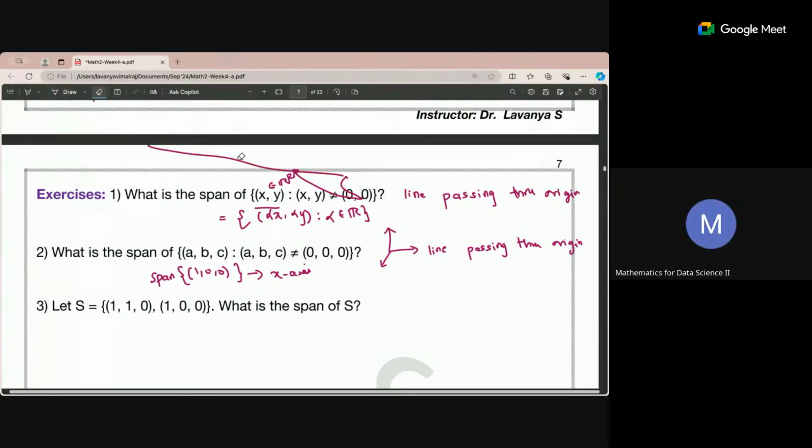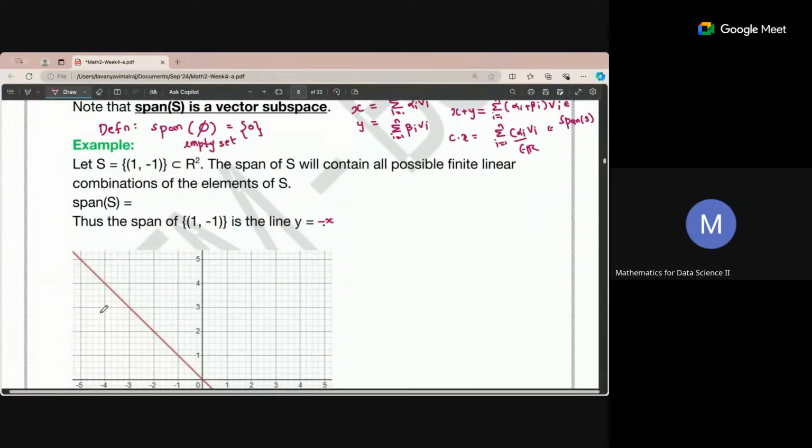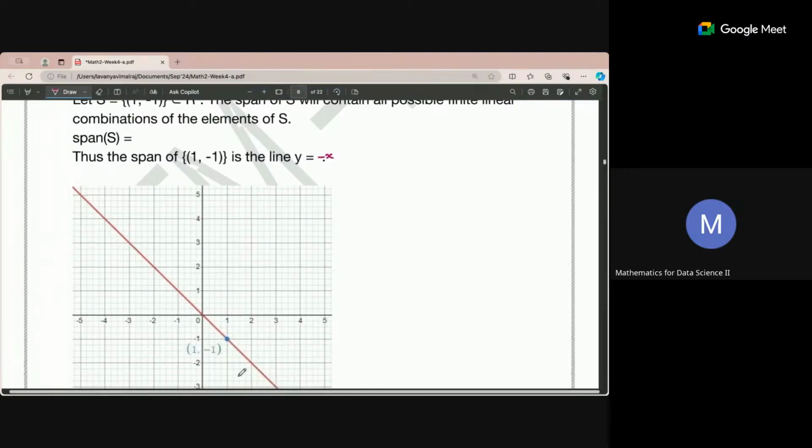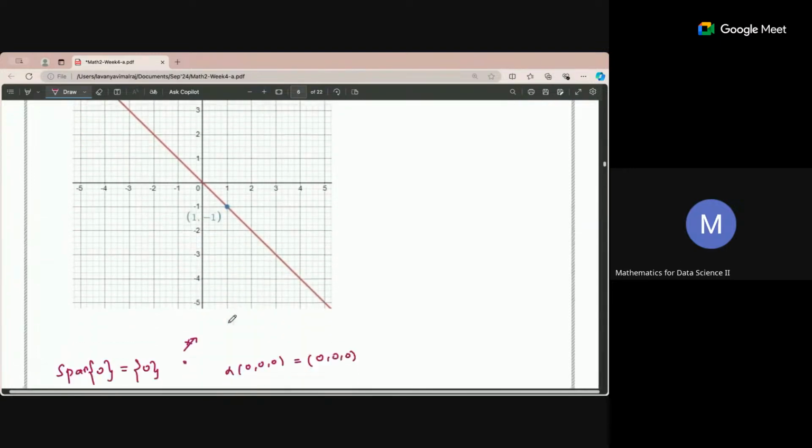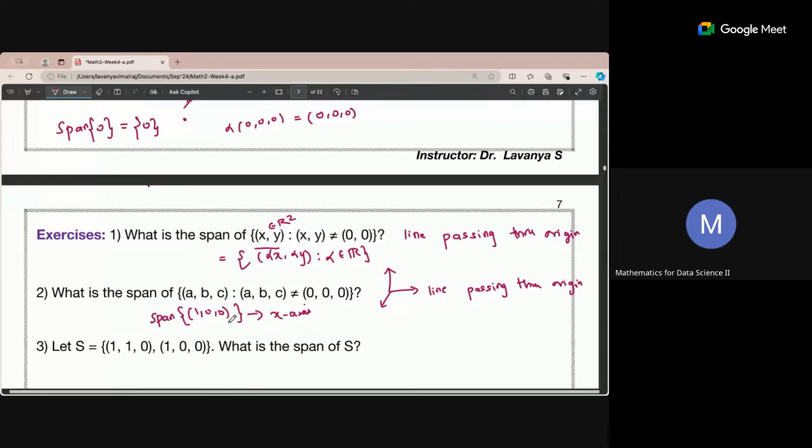Ma'am, is it spanning the entire R2? No, it is not. It is just a line. How can it contain the other points? This point, this point, these are not there in the line, right? There are infinitely many points which are not there in the line. How can it span the entire R2?